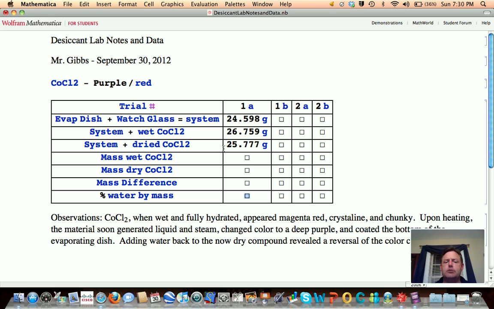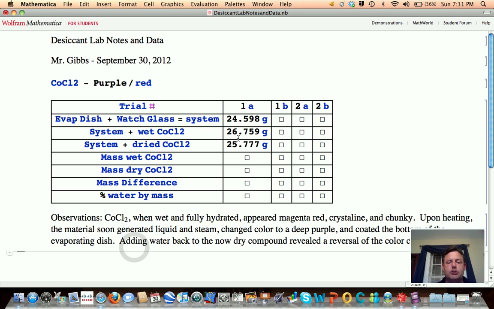And let's imagine in this case that we heated it several times, massing it each time, and then we settled on a mass because the mass reached a constant value. So that'll be 25.77 grams. So some of the things that I need to calculate, I need to figure out how much compound I actually sampled, what is its dry mass, and from those two values I can figure out the mass difference, which is really just the water, and then I can figure out the percent water by mass, or if you prefer, the percentage of the compound. Now you'll notice here too I also listed some observations about cobalt 2 chloride, and hopefully this will jog your memory about this compound when we saw it in class.